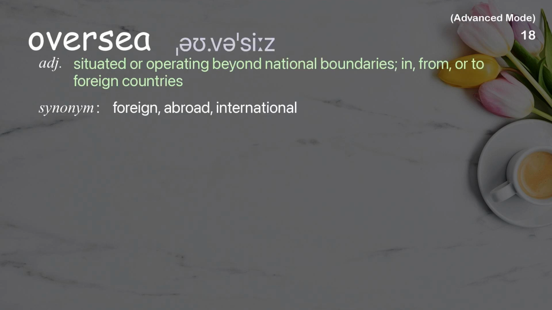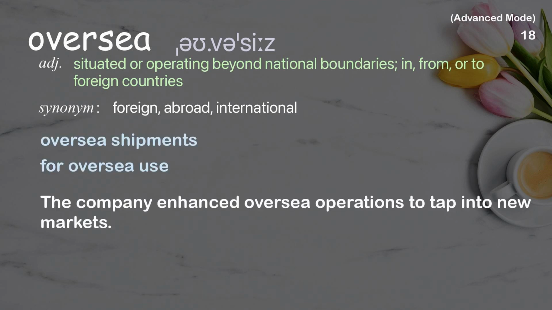Overseas. Situated or operating beyond national boundaries, in, from, or to foreign countries. Examples: Oversee shipments. For overseas use. The company enhanced overseas operations to tap into new markets.